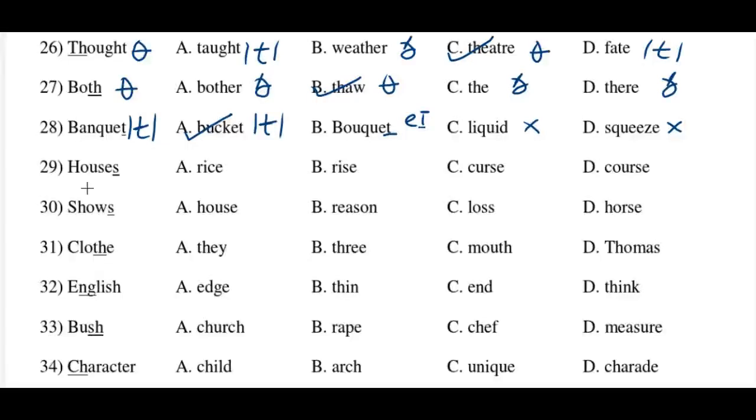29. Houses. Alright? So we are looking for Z. Option A, rise. S, rise. Option B is pronounced as rise. Option C, curse. And option D, course. So the correct answer is option B, rise.